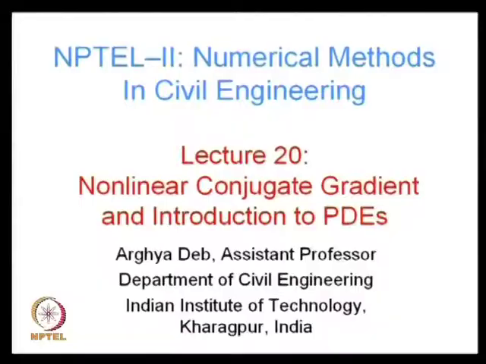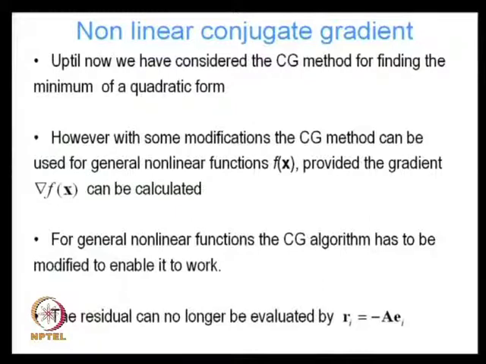Of our series on numerical methods in civil engineering, we will complete our discussion of the conjugate gradient method by talking about nonlinear conjugate gradients, and we will start our discussion of partial differential equations. So, up till now we have considered the conjugate gradient method exclusively for finding the minimum of a quadratic form, right? We have not looked at the general nonlinear problem.